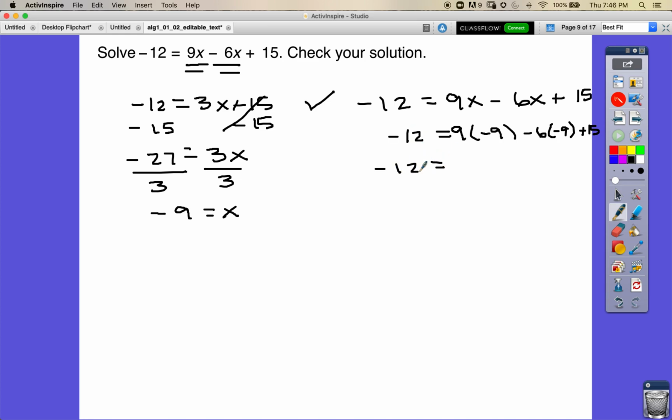Right? So this is going to be negative 12 equals negative 81 plus 54, because negative 6 times negative 9 is 54, plus 15. Go ahead and use your calculator, it's fine. This is going to come out to be negative 27, plus 15. Bring down your equal sign, and you're going to see that negative 12 equals negative 12. So it works. Great job.